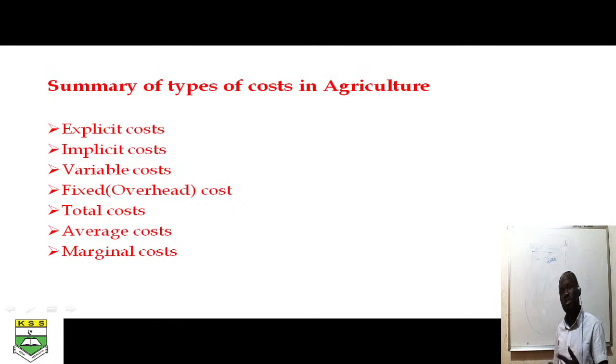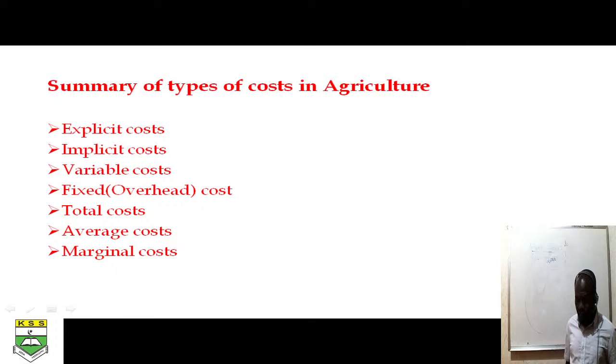We said total costs are a summation, or an addition, of the fixed costs and the variable costs. Then we have the average cost, which we get by dividing the total cost by the units of output. Then lastly we have what we call the marginal cost, and we said marginal cost is the cost of producing an extra unit of output.